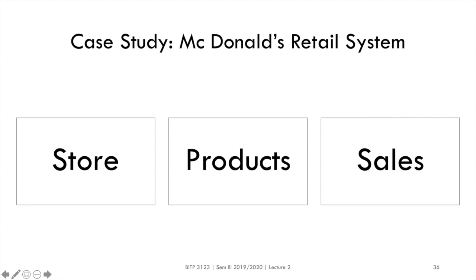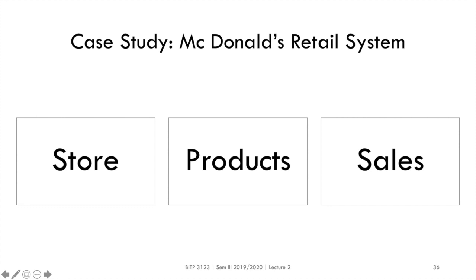Okay, I'll start with store. Store is referring to the individual McDonald's restaurant. For example, we have one McDonald's restaurant at Taman Buaya. Okay, so that one restaurant is known as store. And then we have another McDonald's restaurant at MITC Melaka. So that is another store. So individual restaurant is referring as McDonald's store.